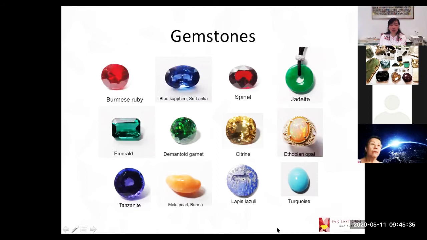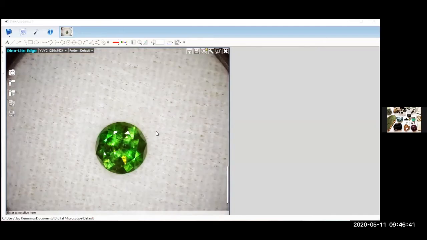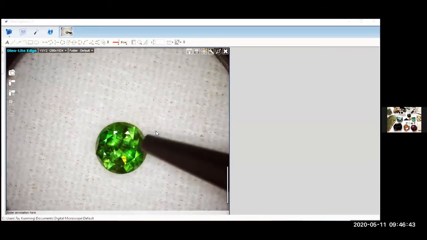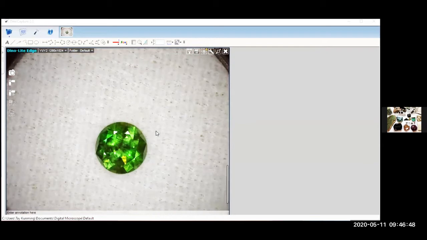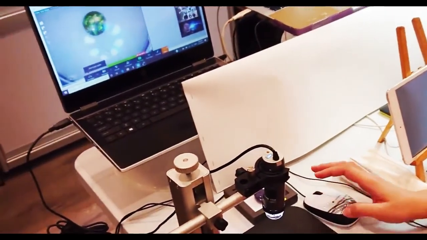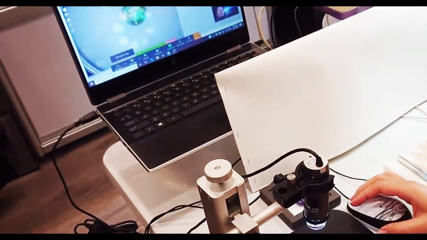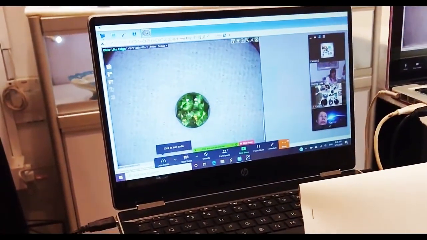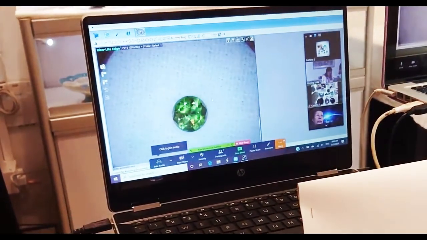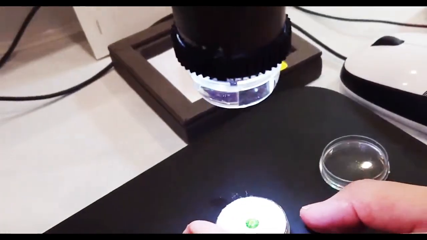Here's a list of gems. We have ruby, we have sapphire, we have spinel, we have jade, emerald, demantoid garnet. The special thing about demantoid garnet is the horsetail inclusion. Can you see the fibrous inclusions inside the gem? So this is how a demantoid garnet looks under the microscope. Fibrous inclusion. We usually describe them as a horsetail inclusion. You can see the horsetail inclusion.